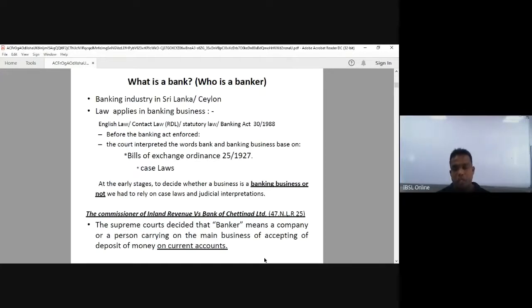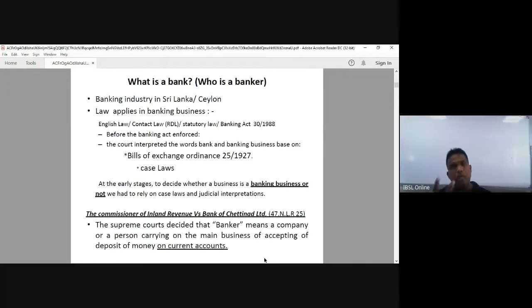That was the decision of the Chettinad case, Commissioner of Inland Revenue versus Chettinad. The case was decided against the Chettinad company, and it was decided they are not a bank because they are not maintaining current accounts for their customers. Now that was a decision given in 1947.